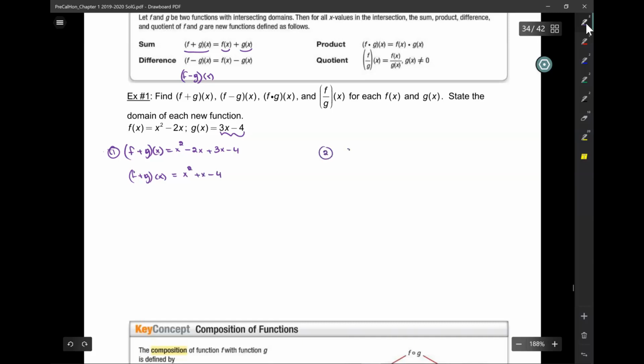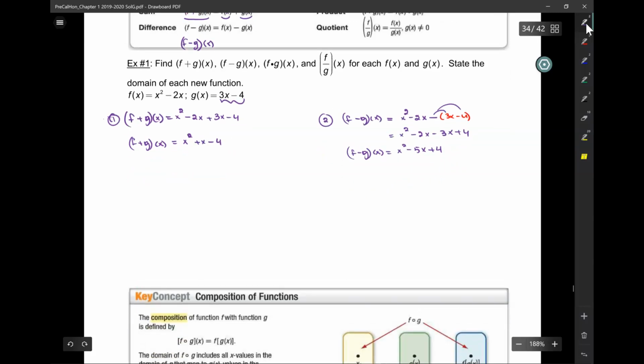Next, I want to do f minus g of x. So that's going to be f minus g of x, right? And because I'm subtracting, I have to be careful and put that in parentheses. Now I'm going to distribute. So I have x squared minus 2x minus 3x plus 4. So f minus g of x is x squared minus 5x plus 4. All right. I'm going to leave some space and then come back for domain.